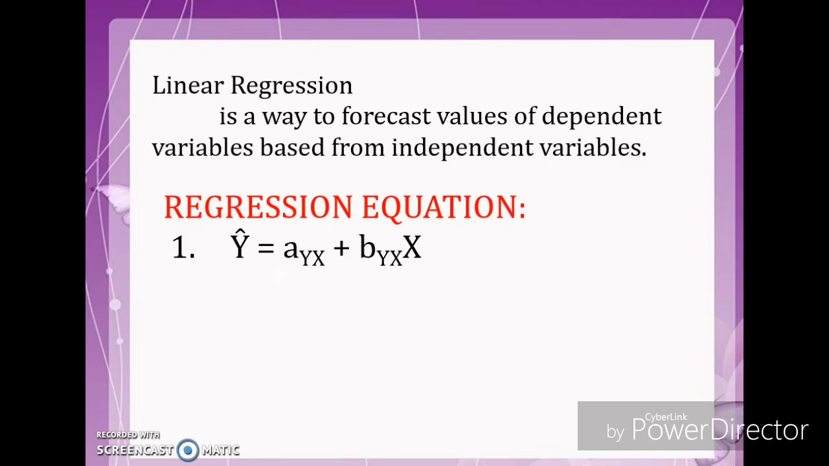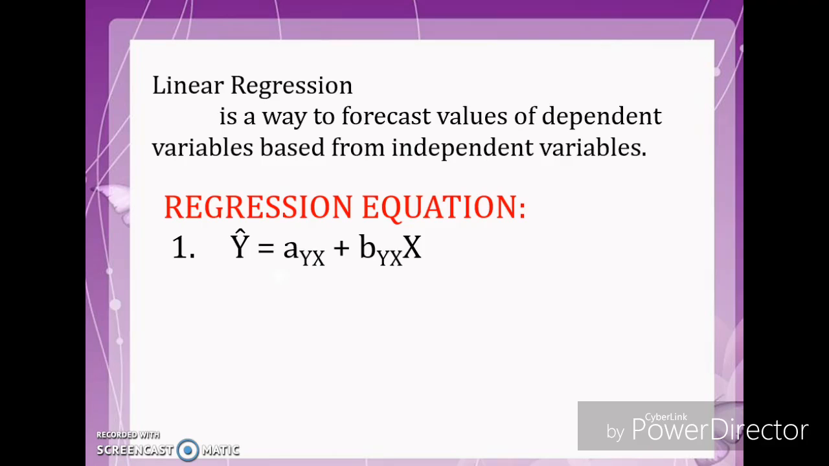So, sa 1 kasi, pinapakita na yung y yung hinahanap, meaning yun yung dependent variable at yung x yung hindi. So, para ma-determine natin na yun yung dependent variable, nilalagyan natin ito ng symbol na caret sa taas. Kaya, binabasa na itong predicting y is equals to a sub yx plus b sub yx times x.